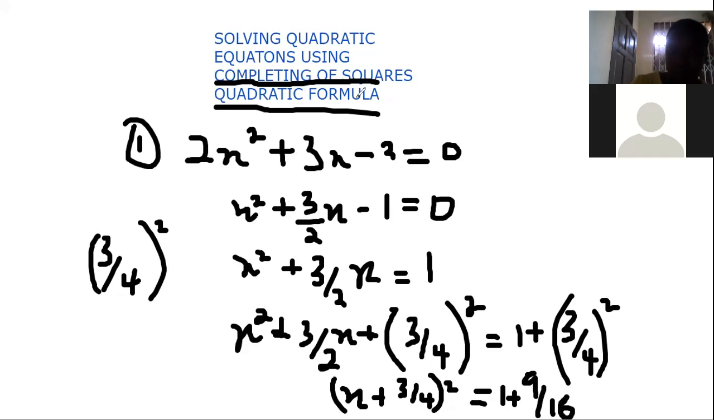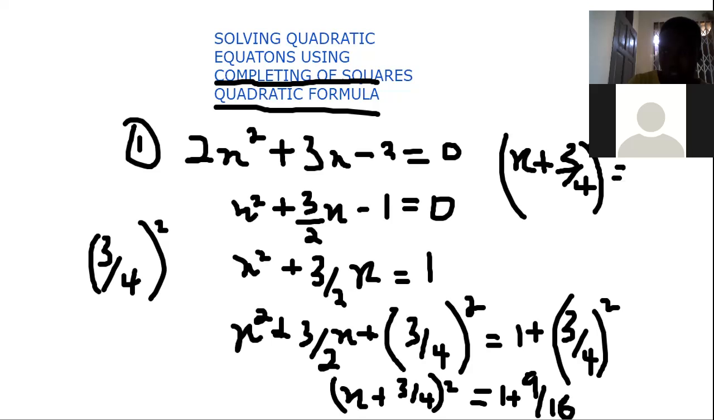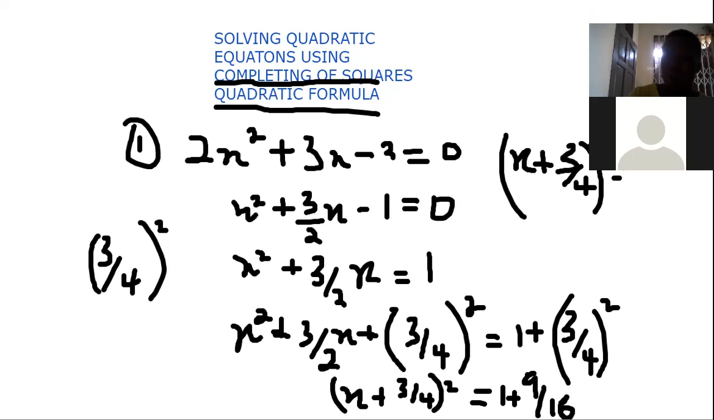Now, you come and get x plus 3 all over 4, all squared, is equal to 1 plus 9 all over 16. What are you getting? 1 plus 9 all over 16. One whole number, 9. So this is the same as 25 all over 16.